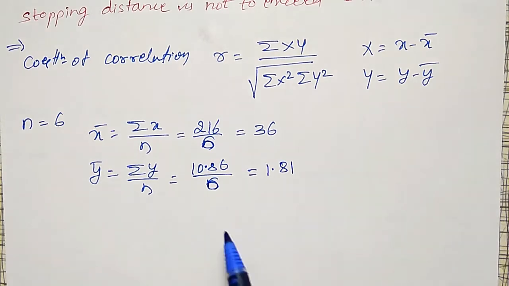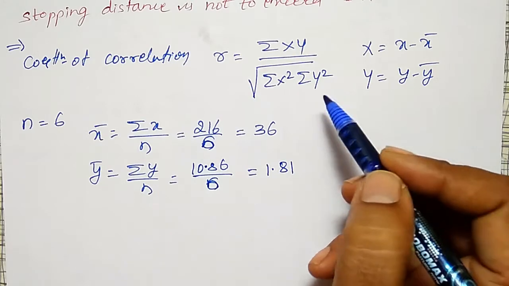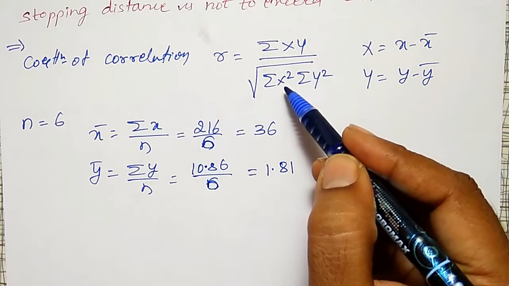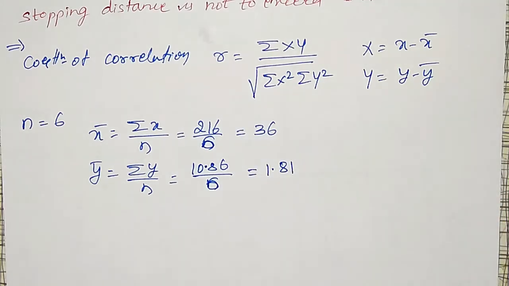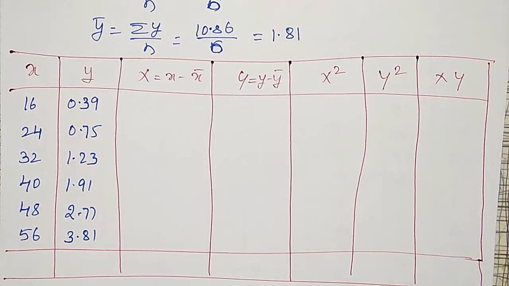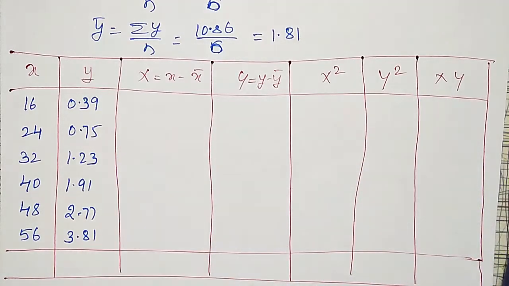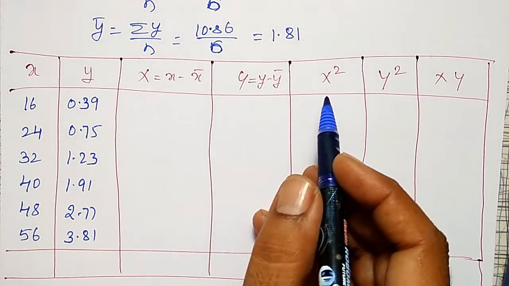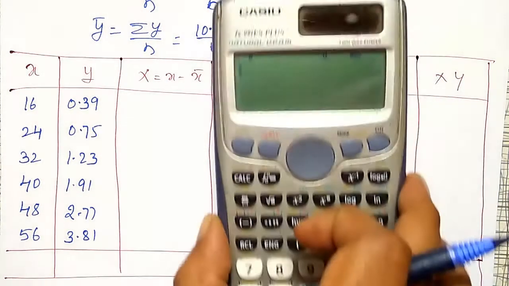Using this x bar and y bar, I will prepare the columns for capital X as x minus x bar, capital Y as y minus y bar, and X square and Y square, so that I can find their sums easily. I have prepared the table according to the requirement: capital X, capital Y, capital X square, Y square, and XY. Now I will calculate capital X and x bar together.